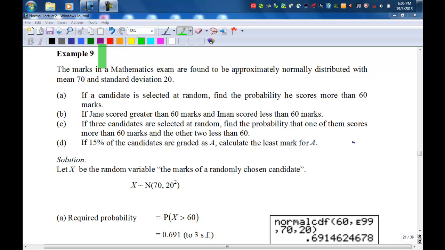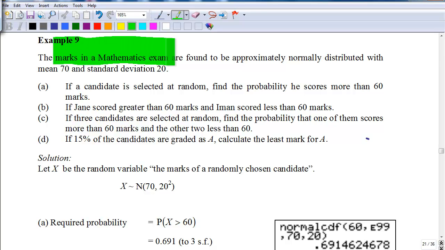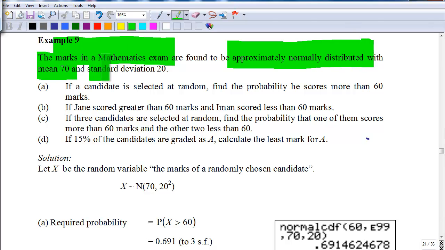Now in example 9, you're looking at the marks in a certain maths exam. You're told that the marks are approximately normal, with mean 70 and standard deviation 20. Then there are 4 parts here that they want you to find. Now in this example, actually all the 4 parts are relatively easy, but let's quickly go through them.